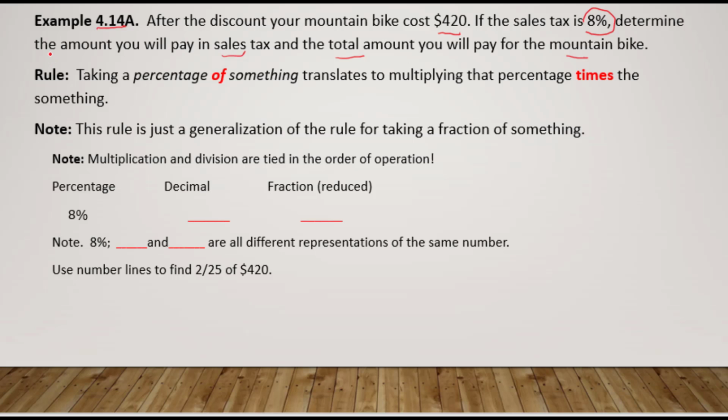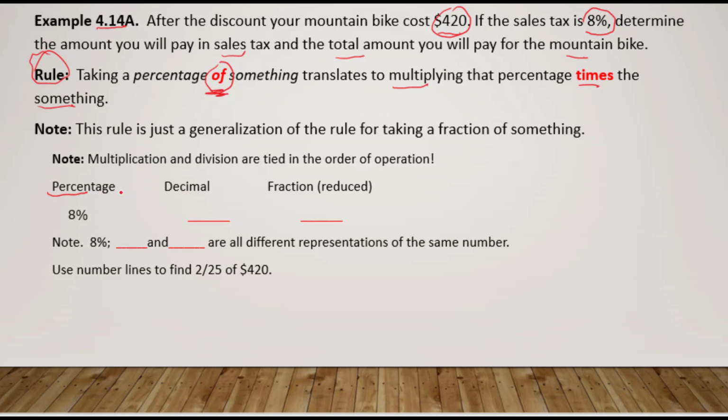So here's the rule. Taking a percentage of something translates into multiplying, right? Remember that from chapter 3 fractions. So you take that percentage times something. Of means multiply. I want 8% of 420. So I'm going to look at this percentage in 3 different ways.